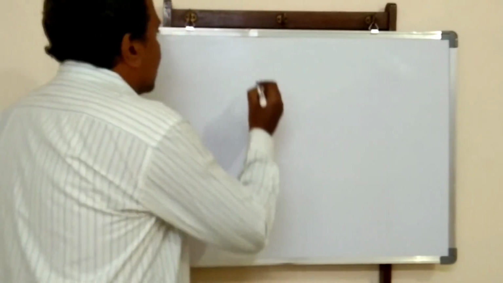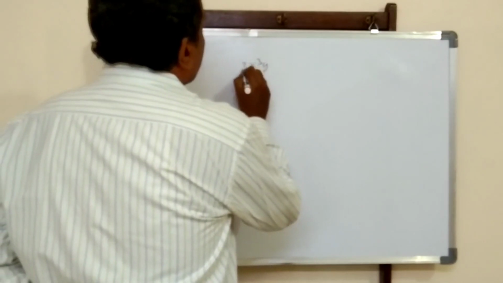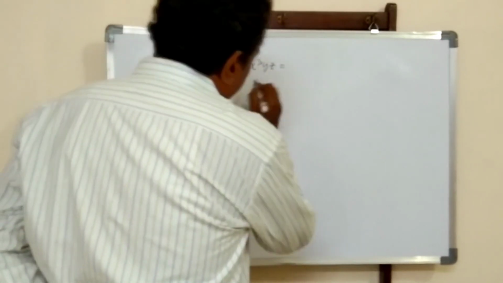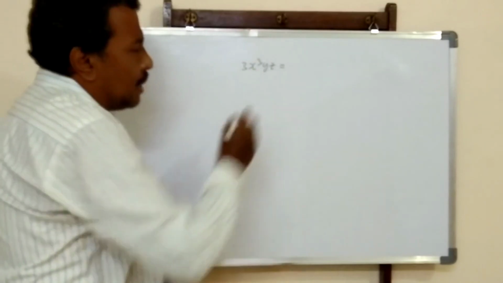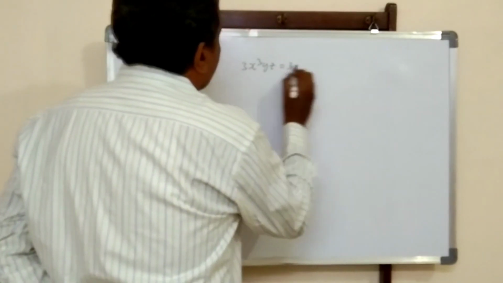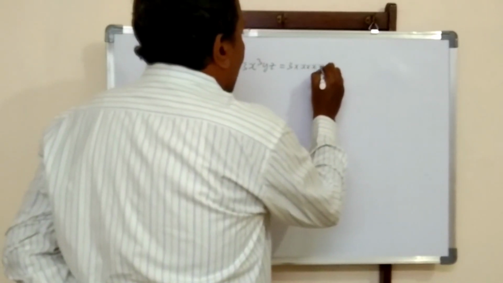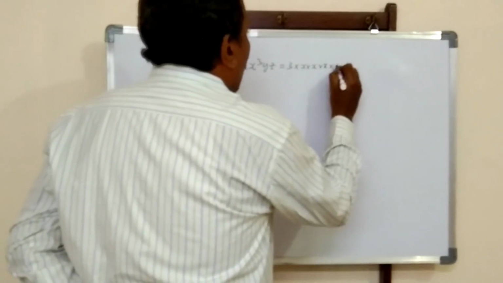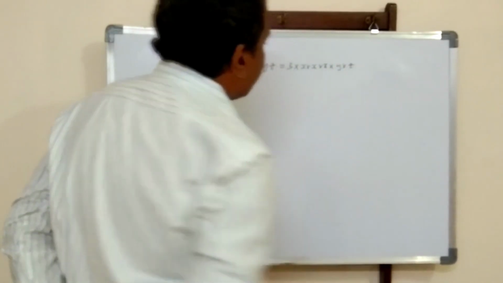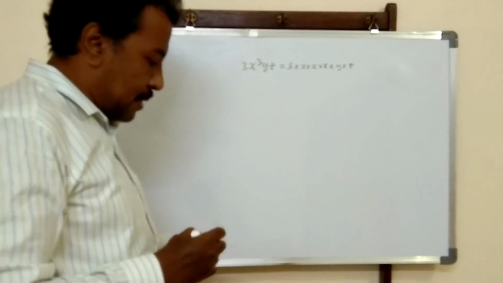For example, 3x cube y z. How to write this monomial in expanded form? This can be written as 3 into x cube, and x cube means x into x into x, into y into z. So this is how you have to write a monomial in expanded form.